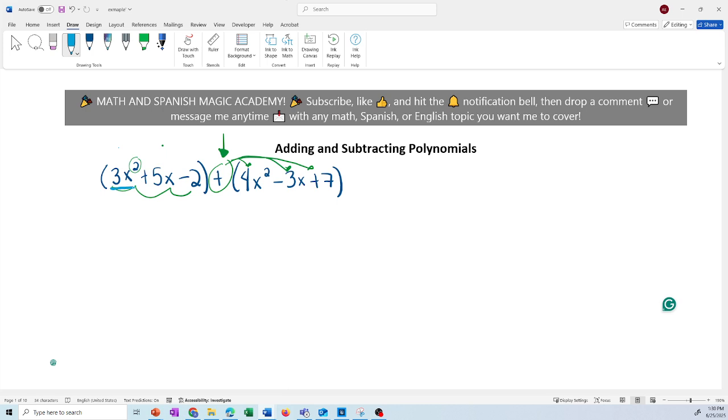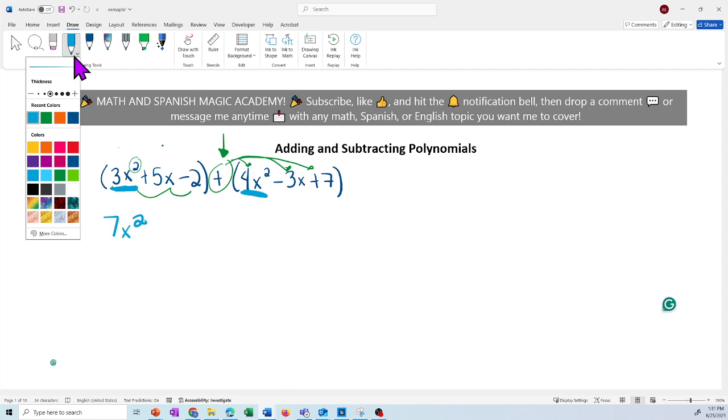So I have x squared: 3x squared and 4x squared. These two terms have the same letter, which is the variable, and exponent 2. So I can simplify those, okay? So 3 plus 4 is 7x squared.